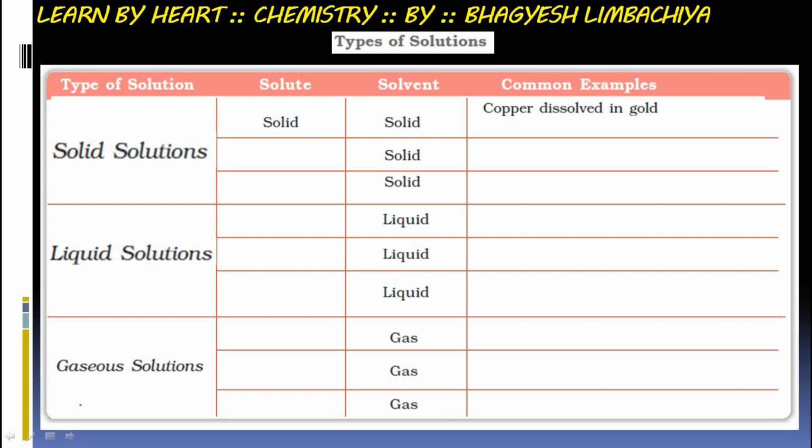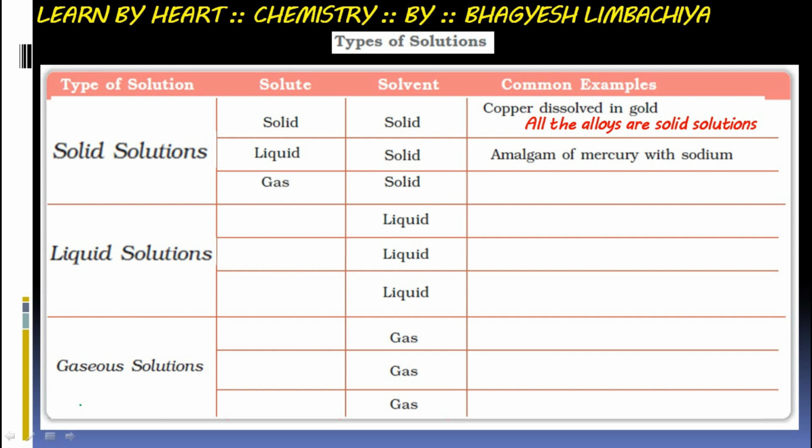An example is copper dissolved in gold. For toughness, copper is mixed with gold so that its carat, meaning the concentration of gold particles, decreases. And remember, all the alloys are solid solutions, like brass, bronze, etc. If we dissolve a liquid in a solid, the example is amalgam of mercury with sodium. If sodium is mixed with it, it is known as sodium amalgam. If zinc is mixed with mercury, then it is mercury zinc amalgam.